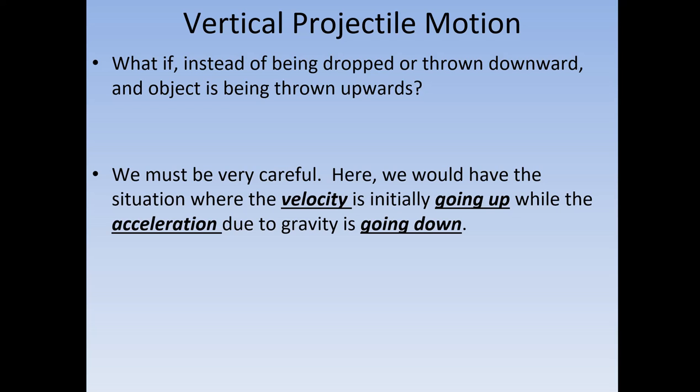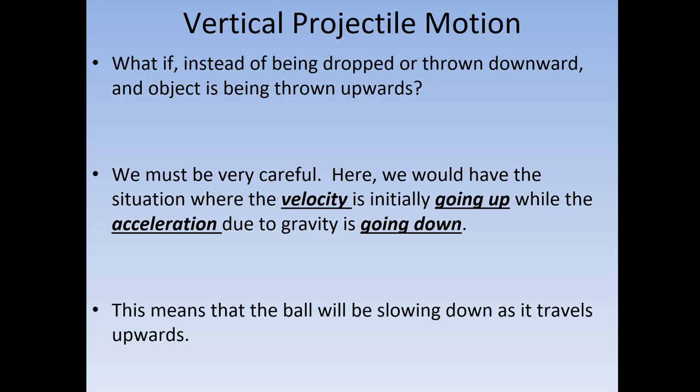I said before that anytime you have objects going in different directions, we have to denote that different direction by using positives and negatives. So that's what we're going to do here. Because our velocity is going upwards and our acceleration is going downwards, because that's the direction gravity goes, we know that it's going to be slowing down as it goes upwards, and we're going to have to denote that the acceleration is down by making it negative.